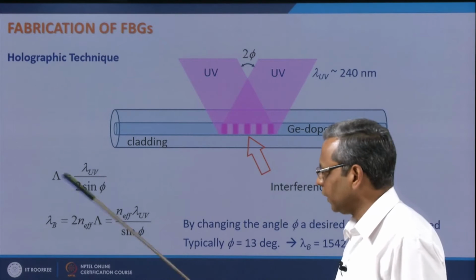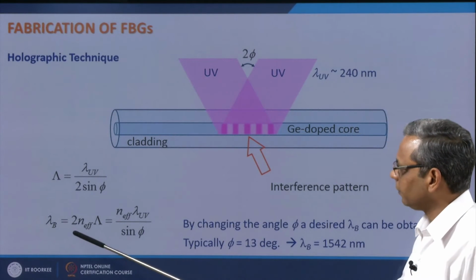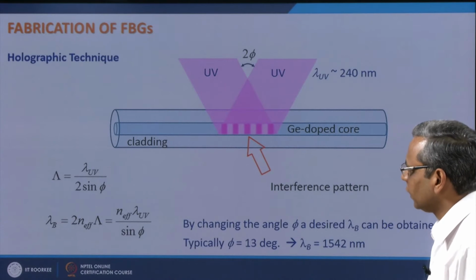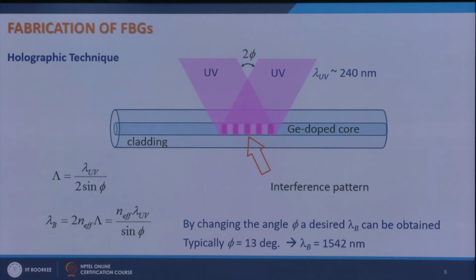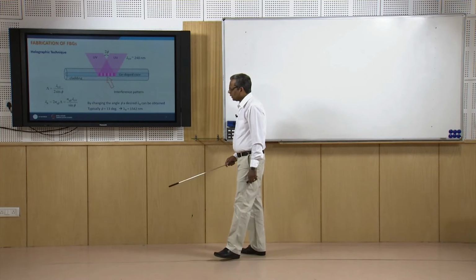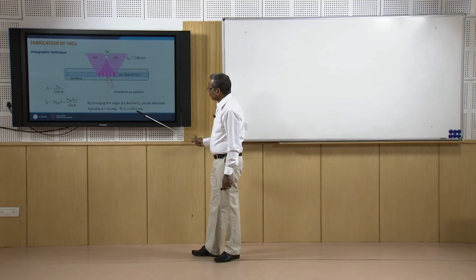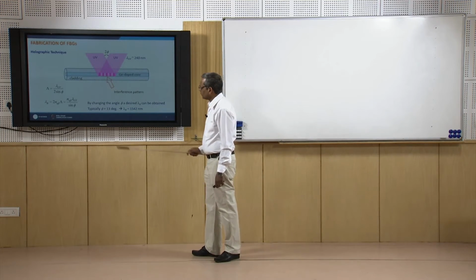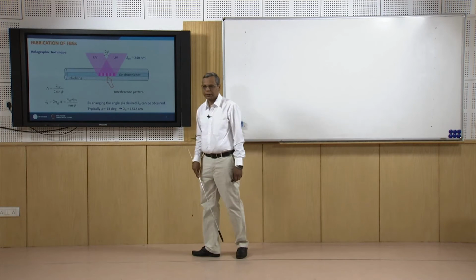change the Bragg wavelength, because Bragg wavelength is given by lambda b is equal to 2 n effective times capital lambda. So, by changing the angle phi, a desired lambda b can be obtained. Typically, for lambda b is equal to 1542 nanometer, phi would be about 13 degrees.